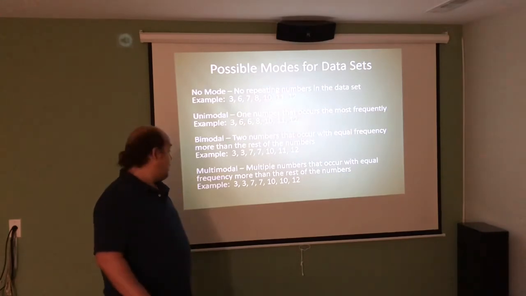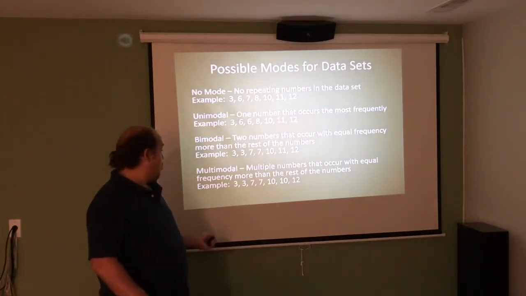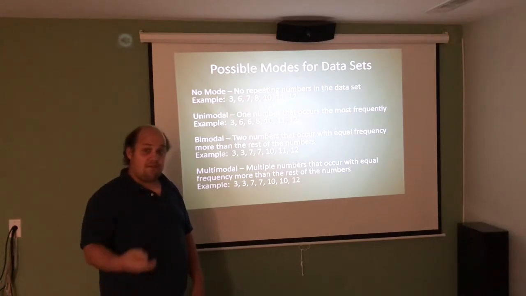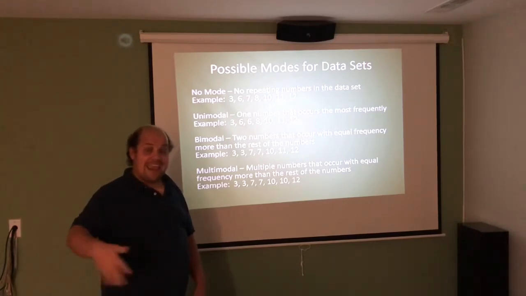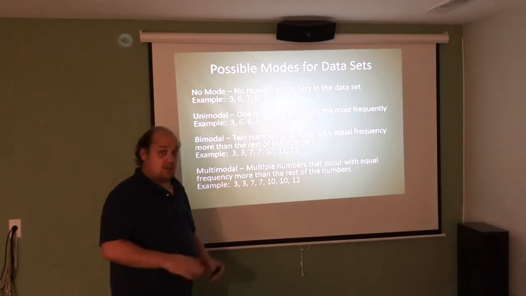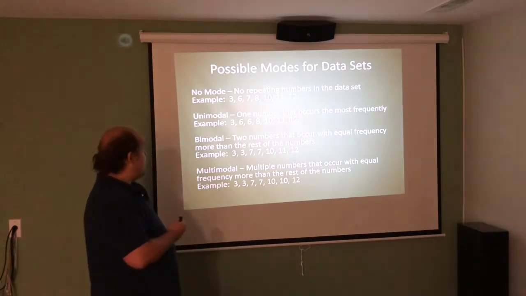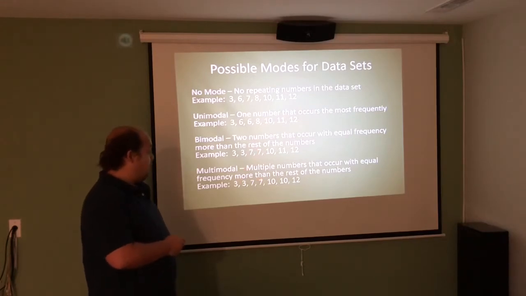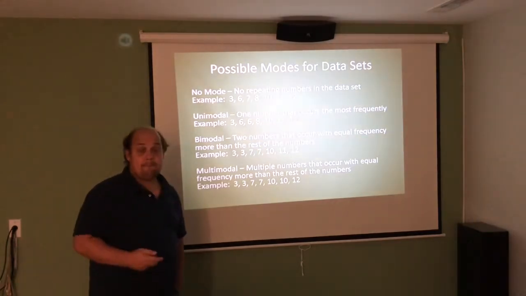Again, whenever you have a situation that has more than 2 modes, you call it multimodal. So in this case, multi just means many, modal means modes. So that includes if you have 3 modes, 4 modes, 5 modes, any number greater than 2. So to recap, if nothing repeats, no mode. If one thing repeats the most frequently, unimodal. If 2 different numbers repeat the most frequently, bimodal. And if more than 2 repeat the most frequently, multimodal.